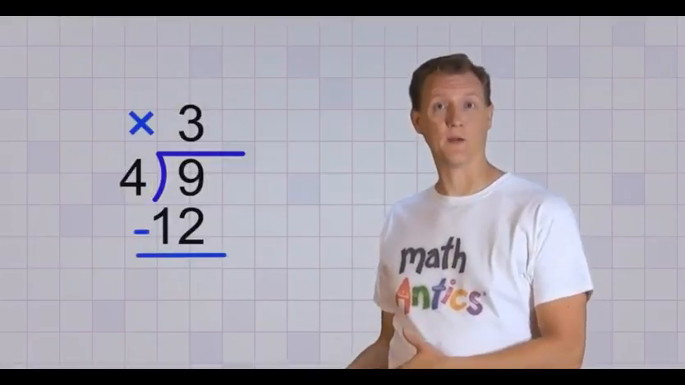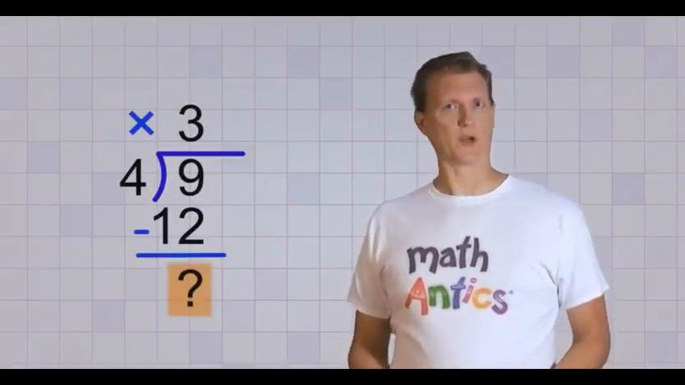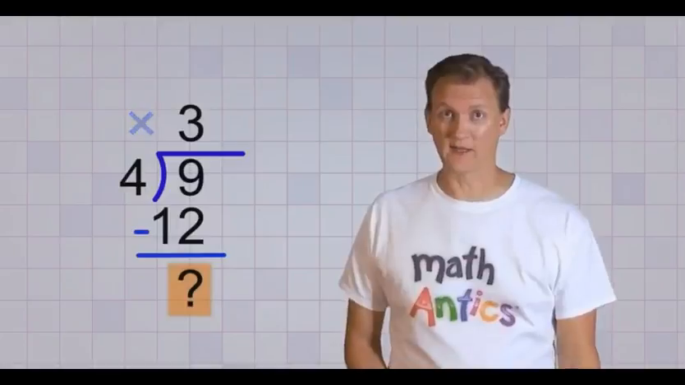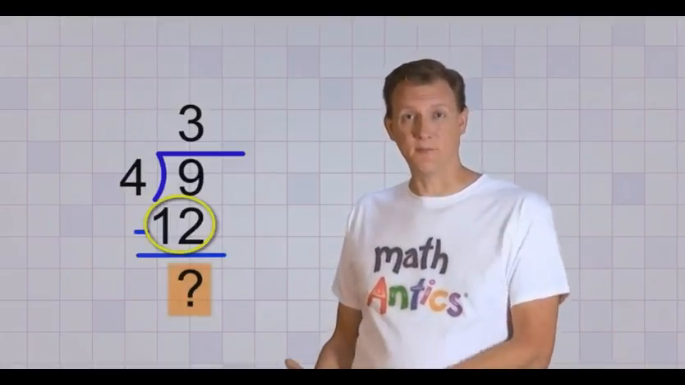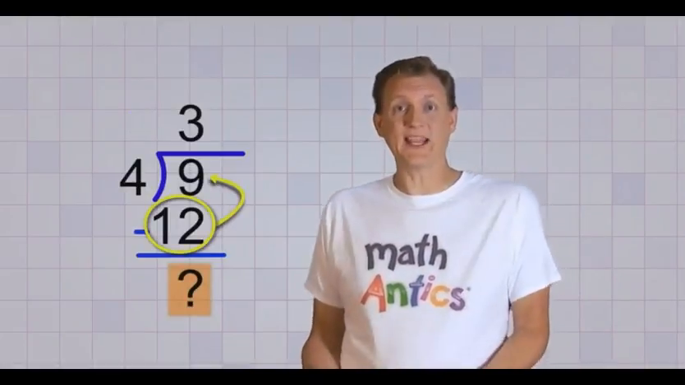Now, I can subtract that number to see what my remainder will be. Or can I? This looks like trouble again. The answer to my multiplication is bigger than the number we're dividing up, so I can't subtract it.